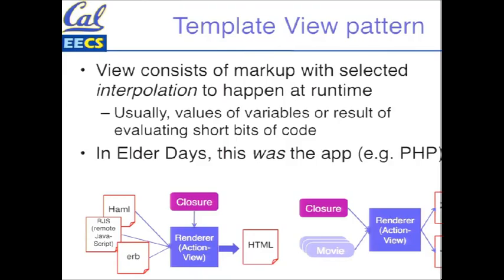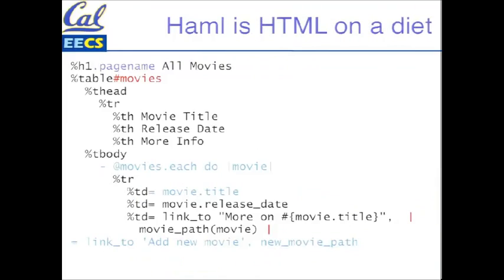So HAML is described in the book and in many, many great websites. But just to give you a very quick overview, it's like HTML on a diet. Unlike HTML, instead of open and close tags, indentation is used to figure out where tags get closed. You could have tags entirely on a single line, like this H1. Or you can have a tag that's got stuff nested inside of it, like this table tag.